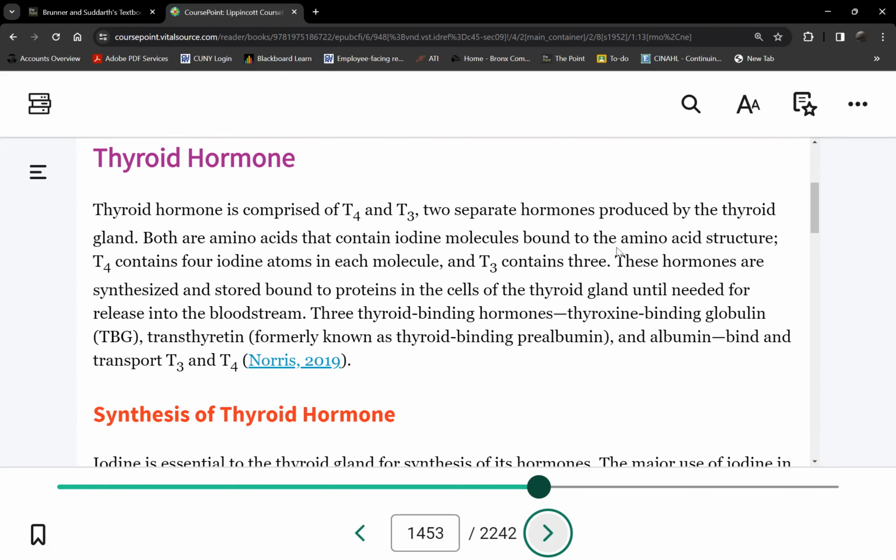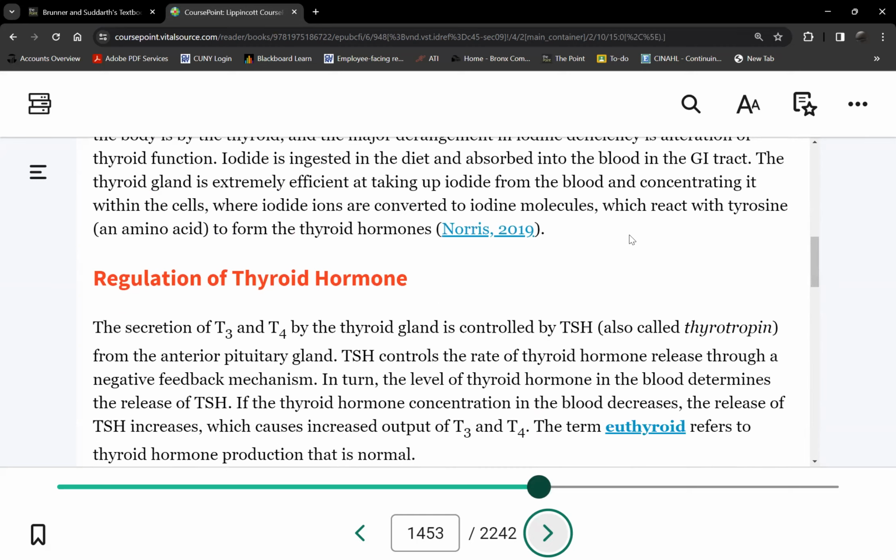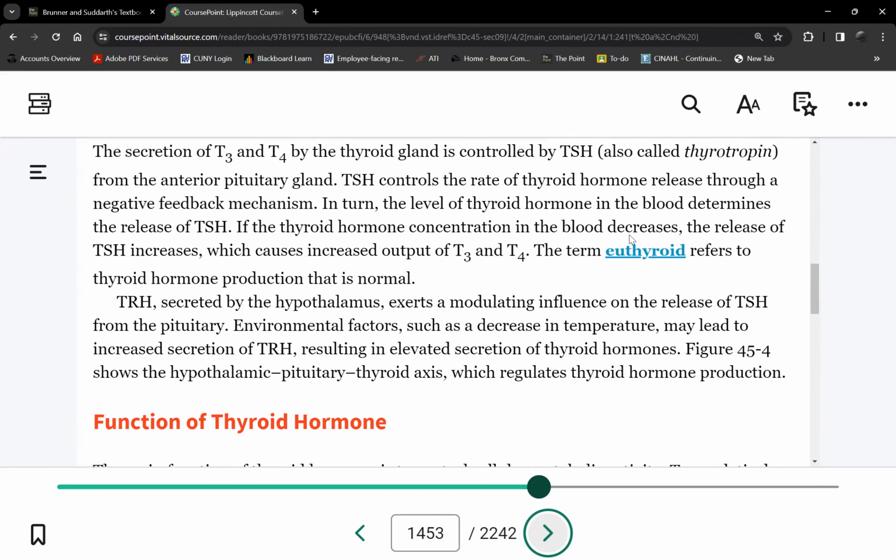So think of iodine as a raw material. So with iodine, the thyroid glands are able to make T3 and T4. The control, however, is regulated by the pituitary gland, it being the master gland. So it constantly monitors levels of T3, T4 in the blood and responds accordingly.